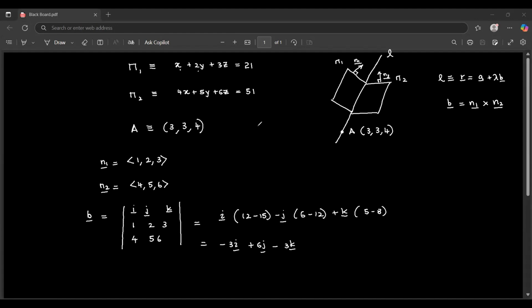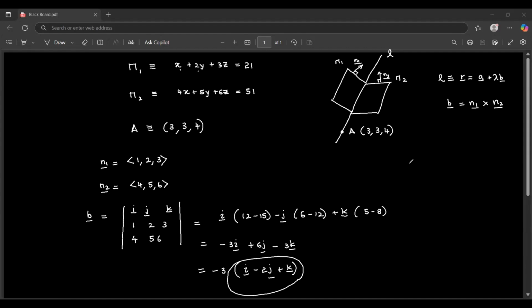But we know in direction vectors, we only care about the direction, not about the magnitude. So you can take minus 3 as a common factor. It will be equal to i minus 2j plus k. So you can use this as the direction vector. Why? When you are finding the vector equation, this minus 3 will go into lambda. The minus 3 will be contributing to the parametric value of lambda, so you don't have to write down the minus 3 here.